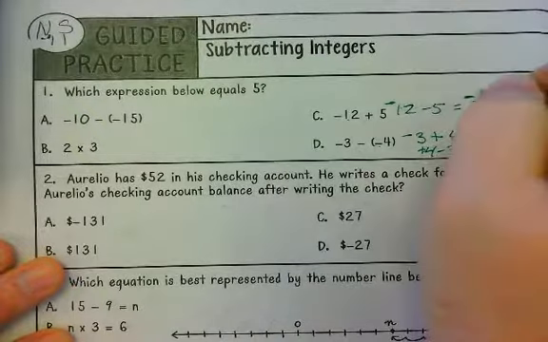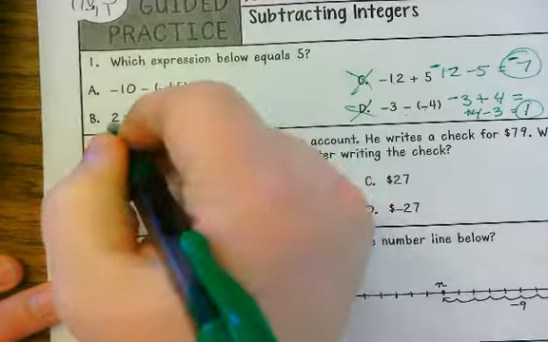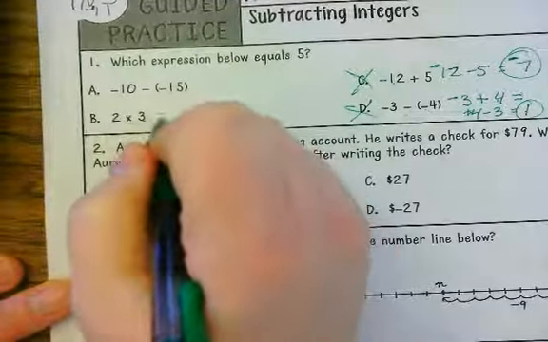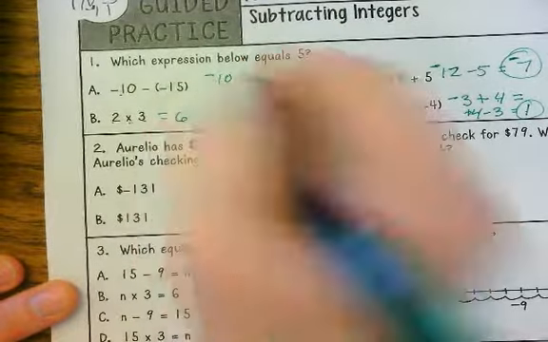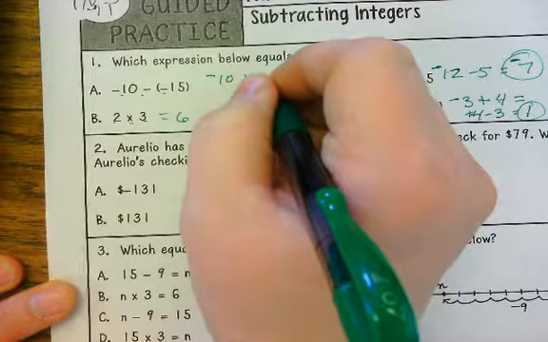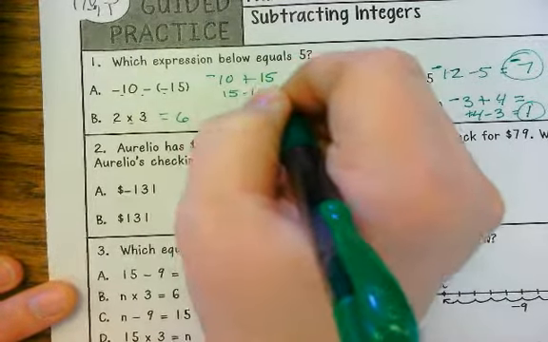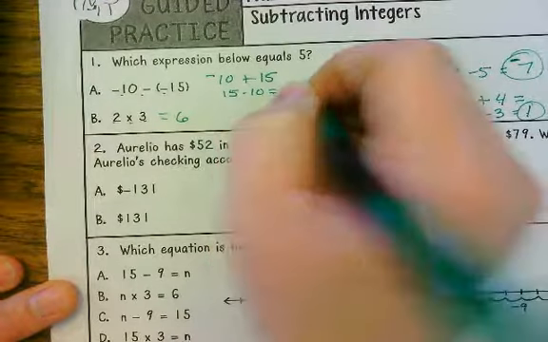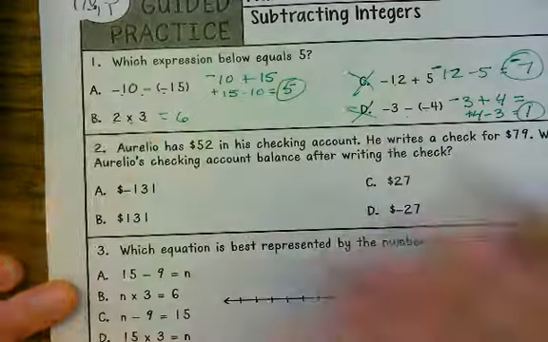So there's a 1 and a negative 7, so neither of them are it. Then 2 times 3 is going to be 6. And then let's see, negative 10 plus, because they're minus minus, so plus 15. The larger one minus the smaller one gives me 5. And that one was a positive, so my answer is a positive 5.